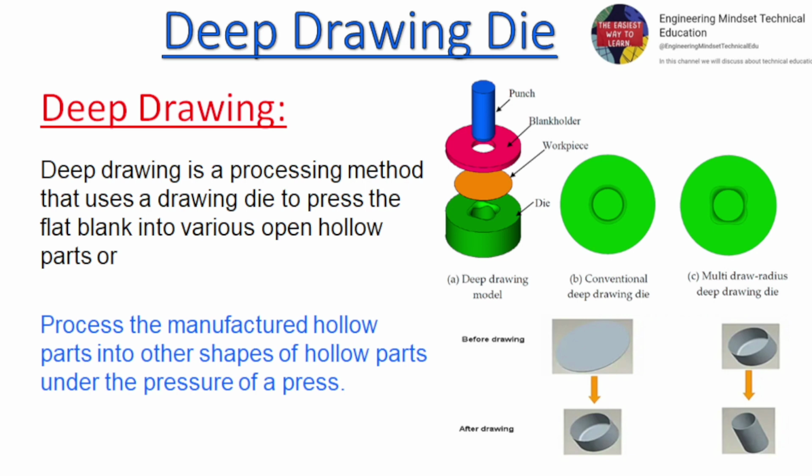Deep drawing is a processing method that uses a drawing die to press the flat blank into various open hollow parts or process the manufactured hollow parts into other shapes of hollow parts under the pressure of a press.